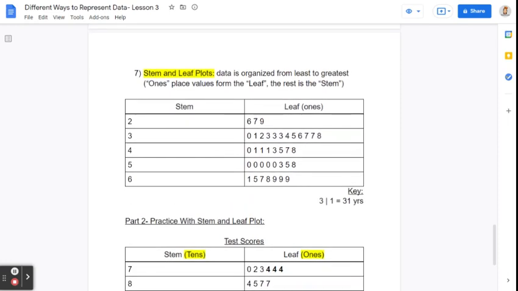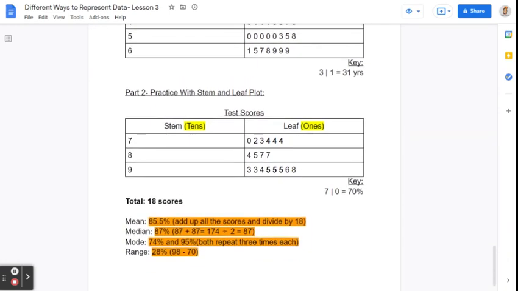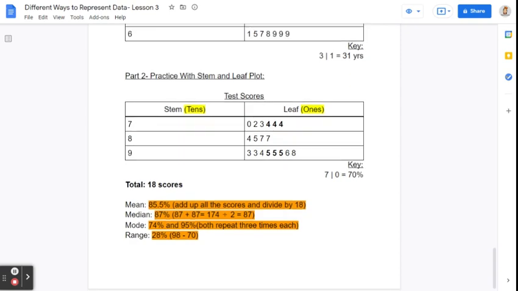So now applying this knowledge to a practice question with test scores. So the stem represents the tens, and the leaf is obviously representing the ones. We have the key here, tells us that 7 and a 0, for example, equals 70%. So that means 8 and 5 equal 85%, 9 and 8 represent 98%. And another helpful tool here is it already tells us the total scores. It's 18, so we don't have to go and individually count these. So let's find mean, median, mode, and range using this. And this is our application of the knowledge we learned in lesson 1.